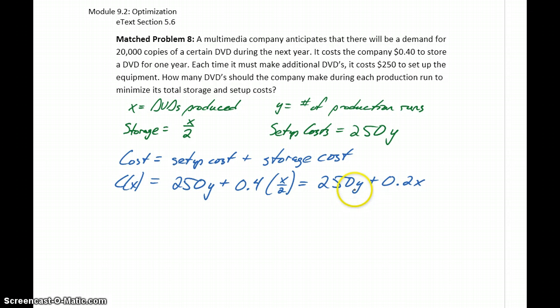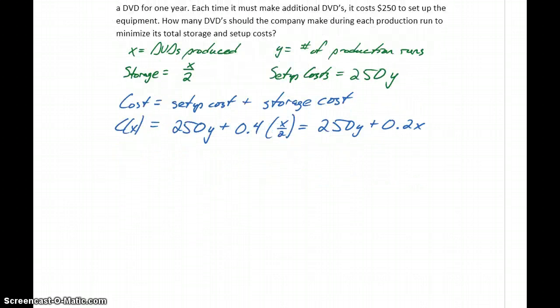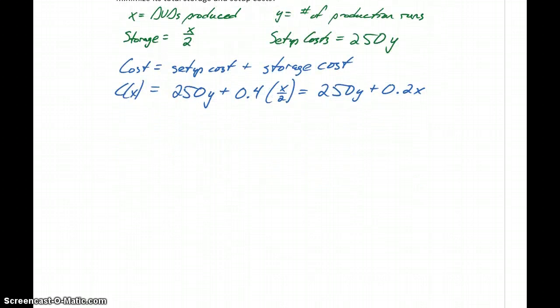Now the other problem here is that we have an equation in two variables. We don't want an equation in two variables because we haven't gotten to multivariable stuff. We will encounter that later this semester. So what we need to do is establish some relationship between X and Y so that we can rewrite this function in terms of just a single variable.